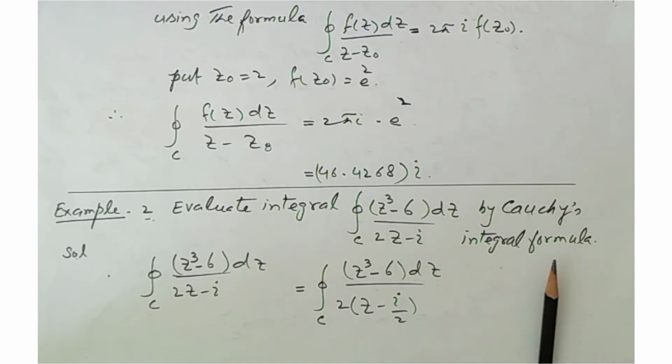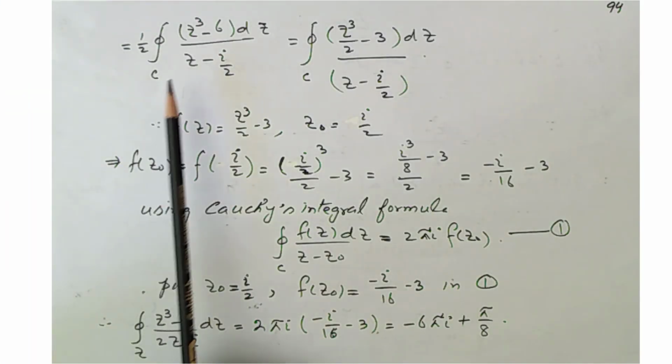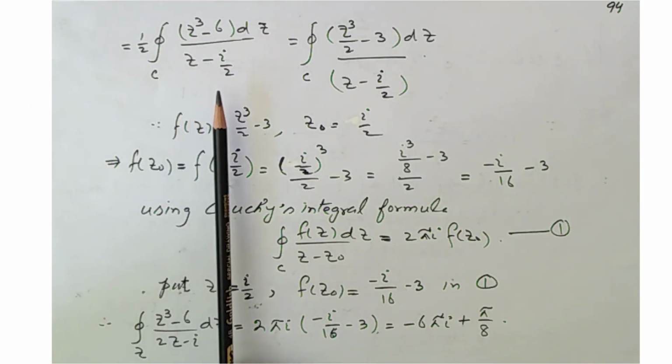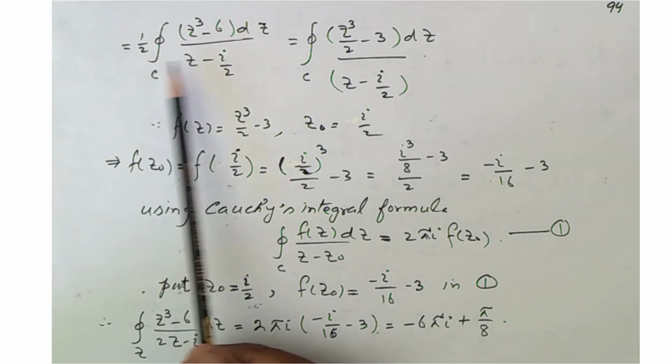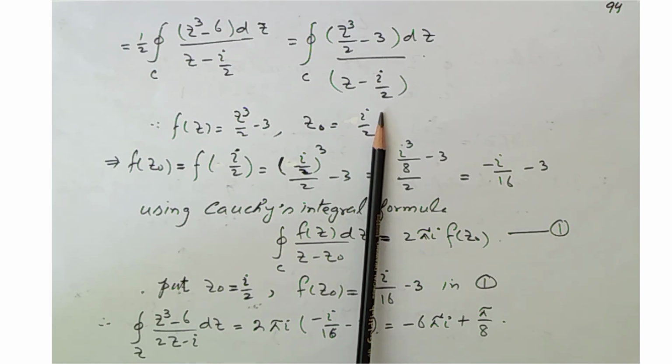Now example number 3, evaluate the integral of z cubed minus 6 over 2z minus i dz by Cauchy's integral formula. So here we take 2 as common from this term. So we can write it as z cubed minus 6 over 2 into z minus i by 2. So i by 2 is the value of z naught. We can write this integral as 1 by 2 into z cubed minus 6 over z minus i by 2, as z cubed by 2 minus 3 over z minus i over 2.